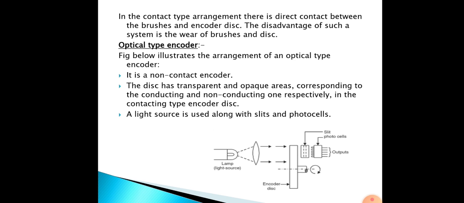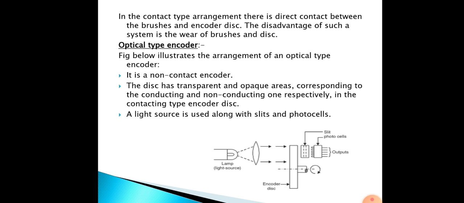The disc has transparent and opaque areas, corresponding to conducting and non-conducting. One time it will be transparent, another time it will not be transparent. Whenever the light transfers, it will conduct. Whenever the light does not transfer, that is, when the opaque area comes in between, it will not conduct. Like that it will be working.